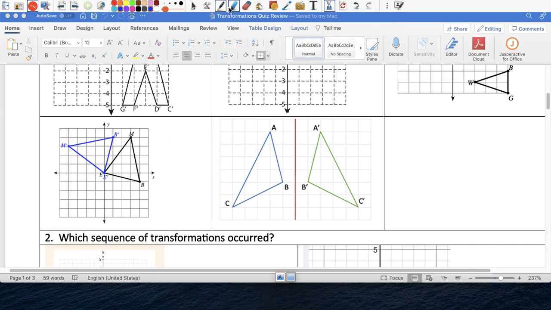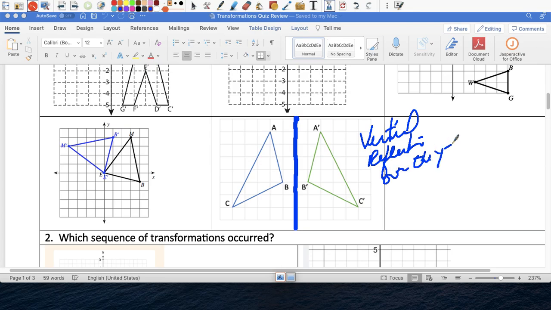This one, angel wings, sorry. Where's my line of reflection? The red line. It's not the y-axis because it's just the red line right now, or the blue line. Right, that's the line of reflection. So it's a vertical reflection over the, well, let's call it the y-axis, or the red line. Okay.